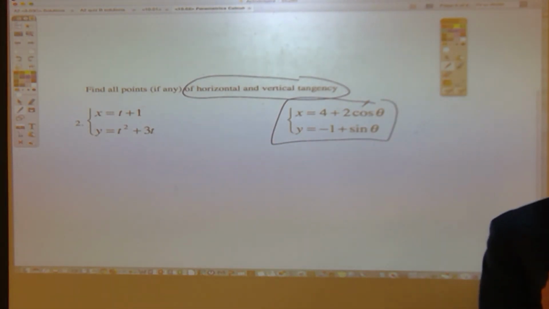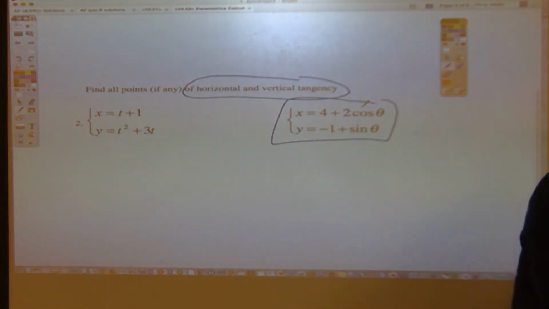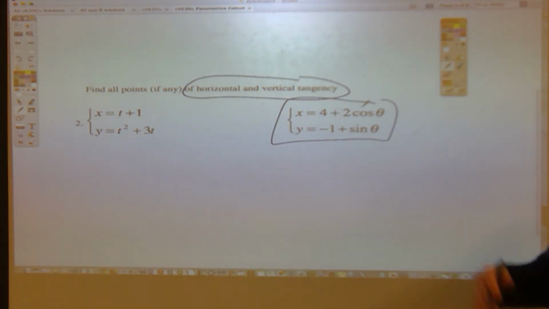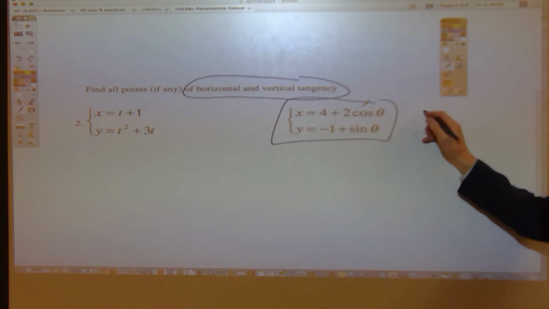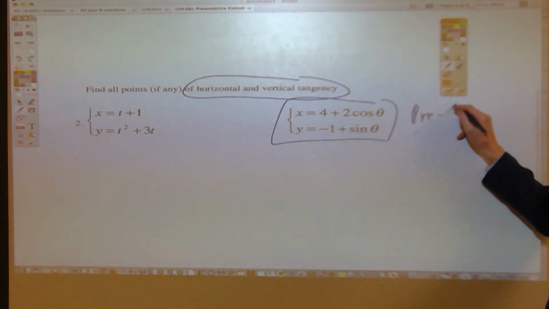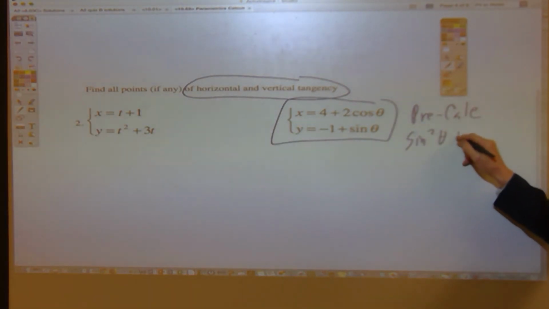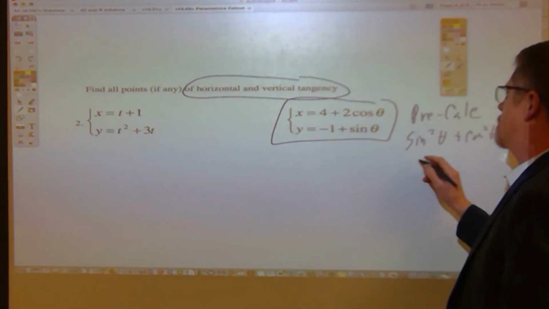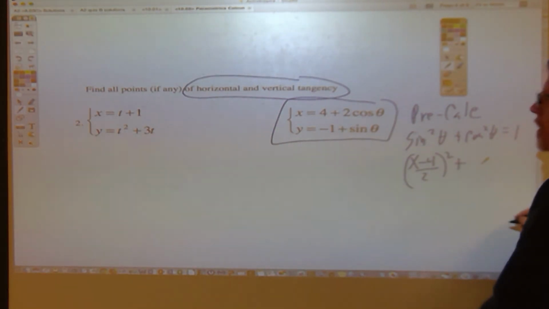There is a pre-calculus approach to finding the points of horizontal and vertical tangency and a calculus approach. Let's compare the two. In the pre-calculus approach, just sketch the graph after you eliminate the parameter. So in pre-calculus, we would eliminate the parameter using sine squared theta plus cosine squared theta equals 1. It's x minus 4 over 2 squared, similar to what we did earlier.